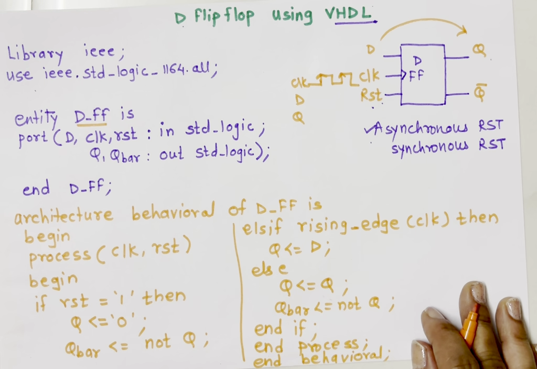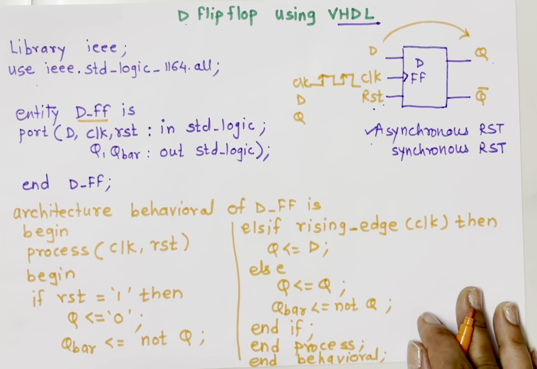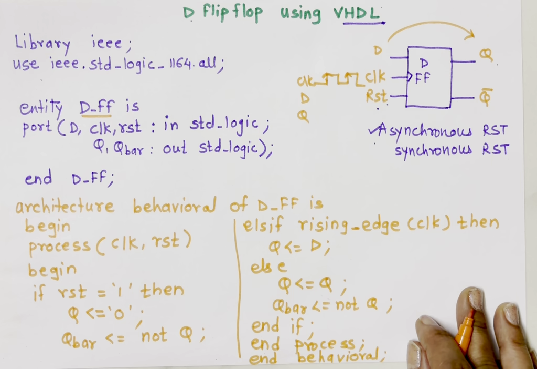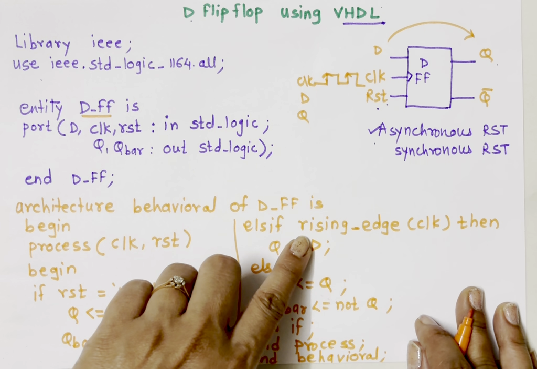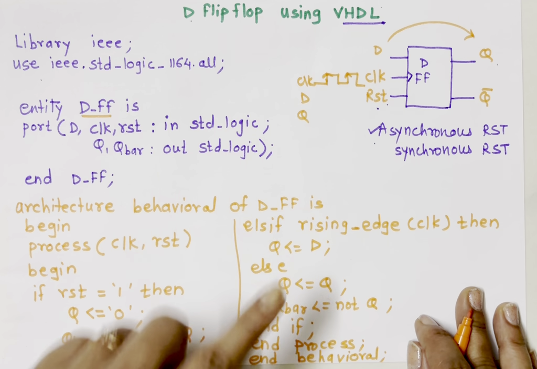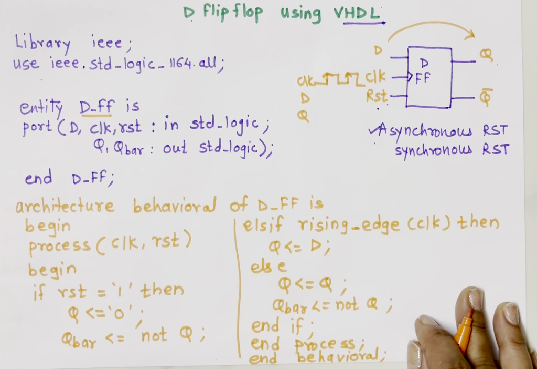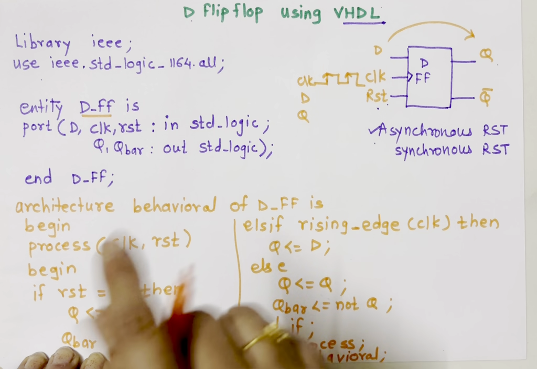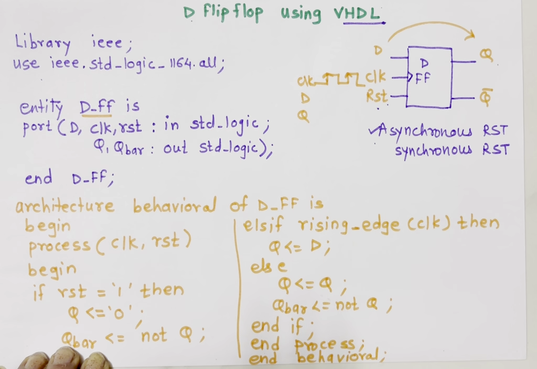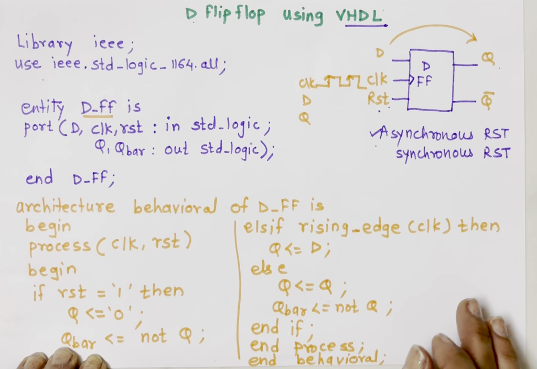So this is the code of D flip-flop for asynchronous reset. Here you can see, in a simple way you can remember, reset is outside this loop for clock. Reset is independent of clock. Now let's see how to write code for synchronous reset. See, library and entity will remain the same, only architecture will change.